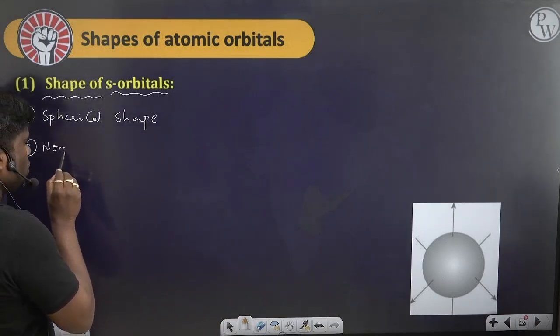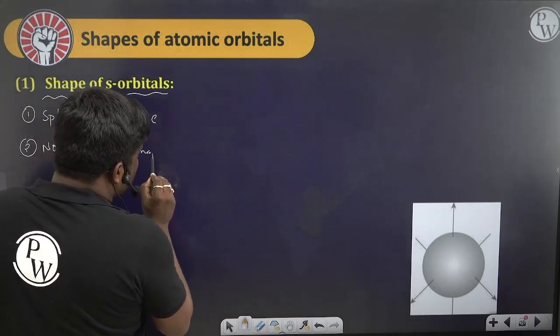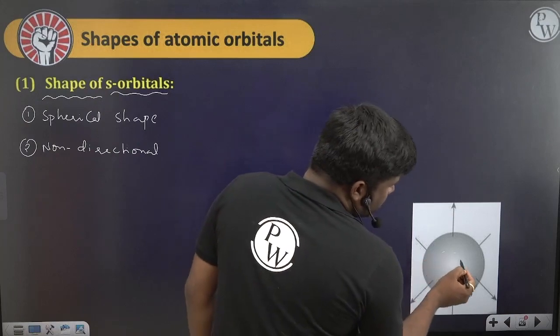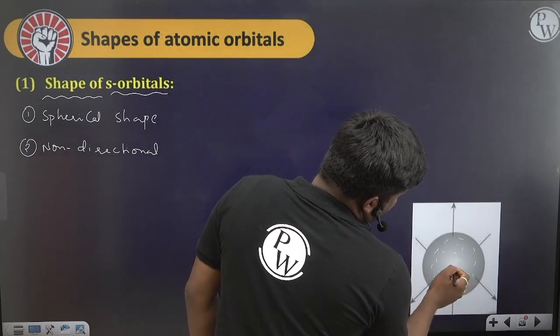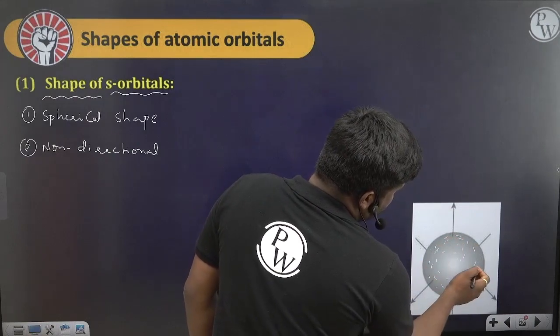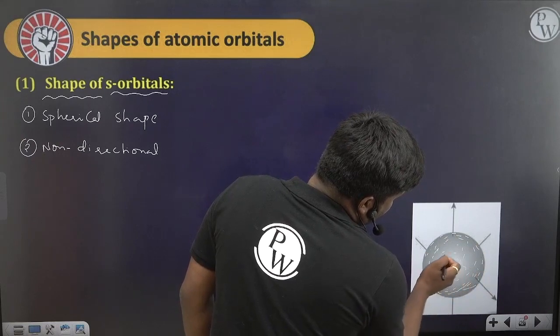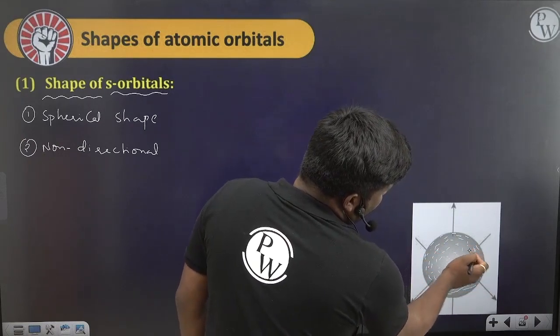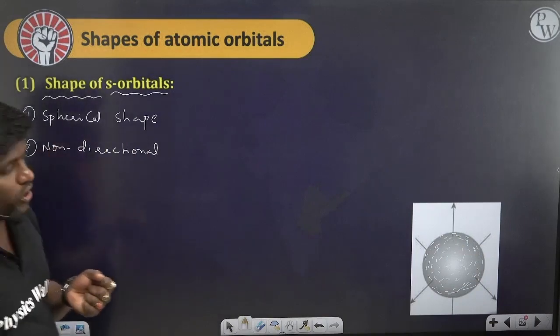Non-directional means the electrons are distributed throughout the s orbital. The electrons are present throughout the s orbital. It is non-directional in shape. Okay, this is about the s orbital.